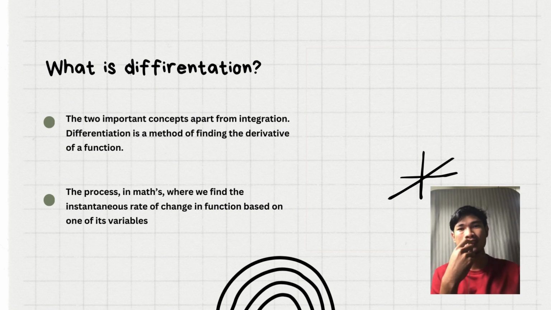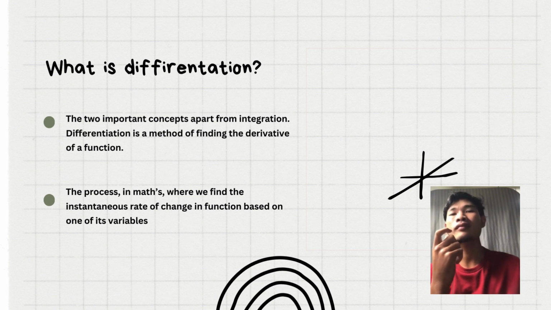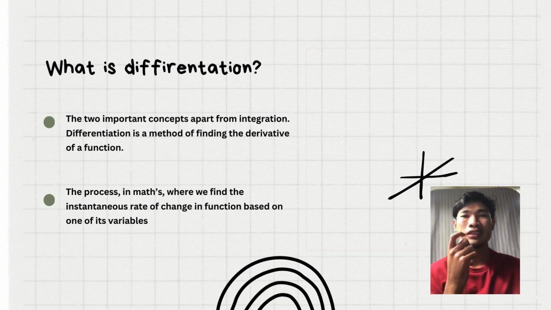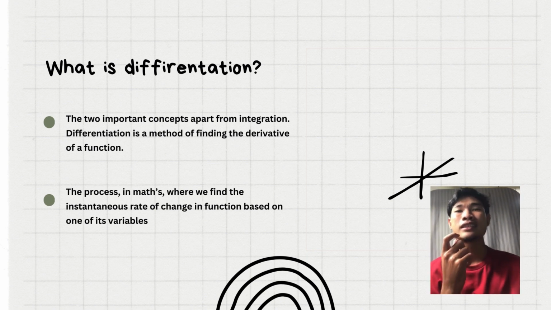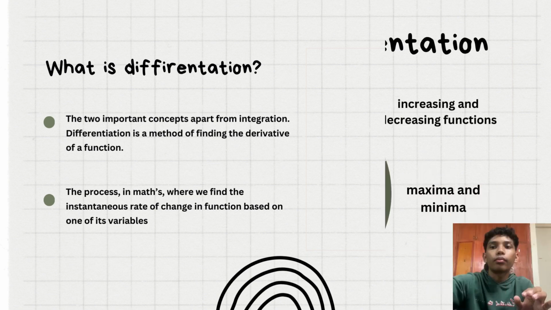What is differentiation? Differentiation is one of two important concepts, apart from integration. Differentiation is a method of finding the derivative of a function. Furthermore, differentiation is a process in maths where we find the instantaneous rate of change in a function based on one of its variables.